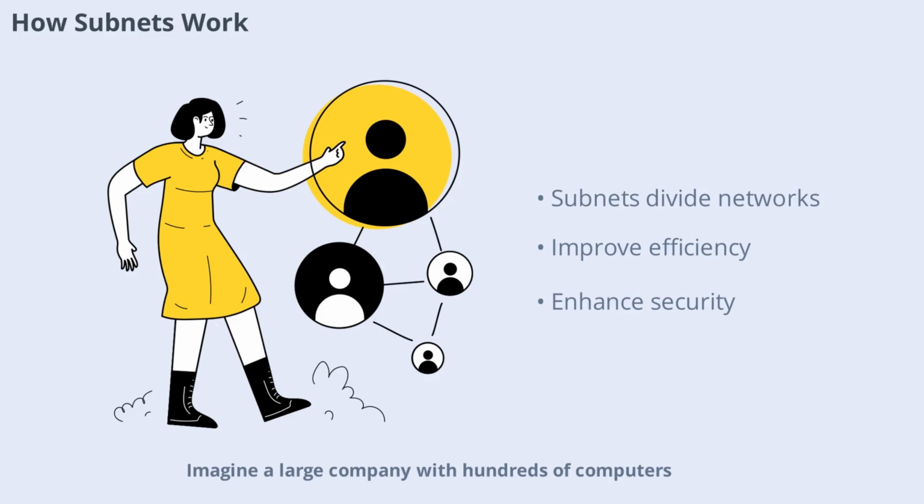Imagine a large company with hundreds of computers. Instead of treating every device as separate, networks are divided into smaller groups called subnets. Subnets help organize and manage traffic efficiently, preventing overload and improving security. Each subnet has its own range of IP addresses, making it easier to control who can access what within a network. For example, the marketing team might be on one subnet, while the finance team is on another. This division keeps things running smoothly and safely.